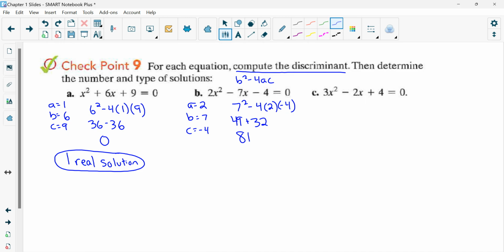81 is a positive number, and if we took the square root of 81, we would get 9, right? So we're going to get two real roots here. And they would be rational roots because you're taking the square root of a perfect square. If you got, say, square root of 50, there'd be real roots, but they'd be irrational because 50 is not a perfect square.